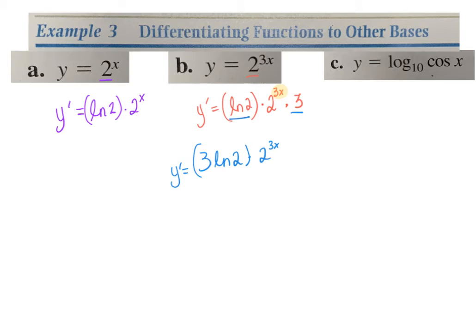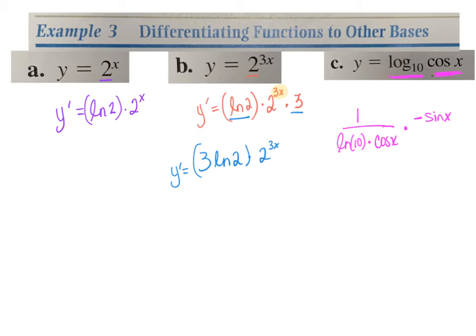For the last one, I have a log base 10. So we're going to go up to number 4 on that page of bases other than e. We're taking the derivative of a log now. So it's going to be 1 over the natural log of my base, which was 10, times the function itself, right? Cosine of x. And then I have to multiply that by the derivative of this function. What is the derivative of cosine? Derivative of cosine. Negative sine of x.